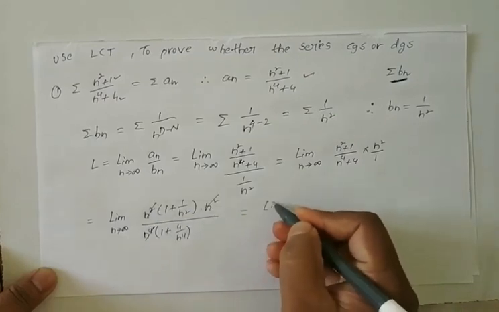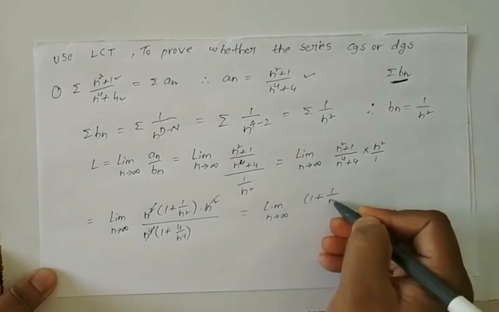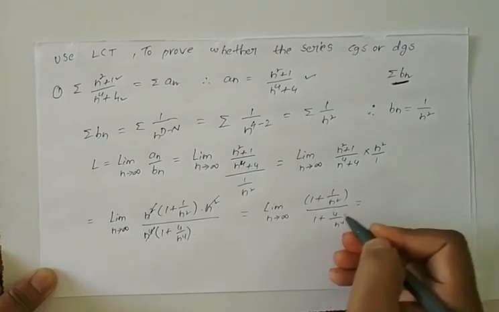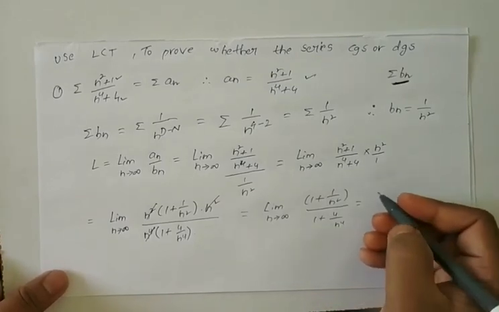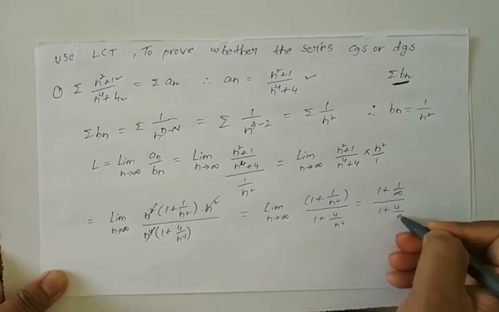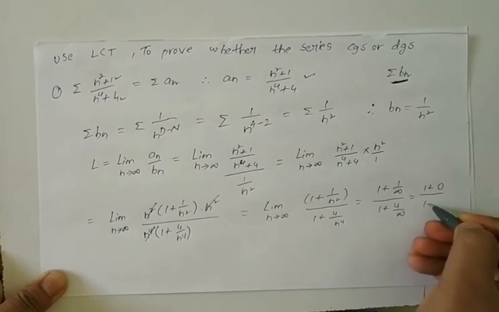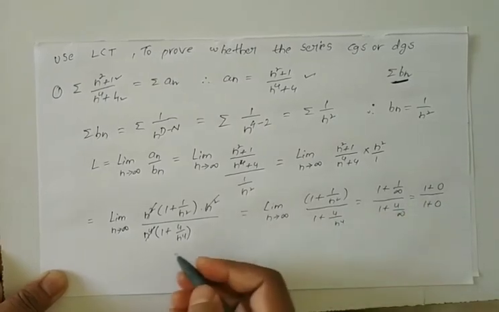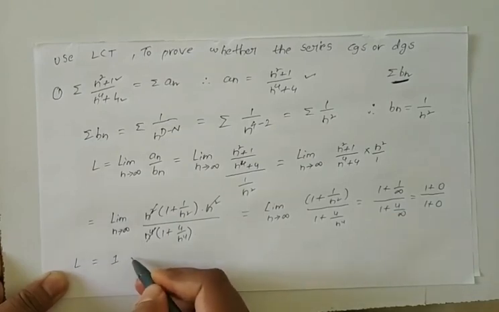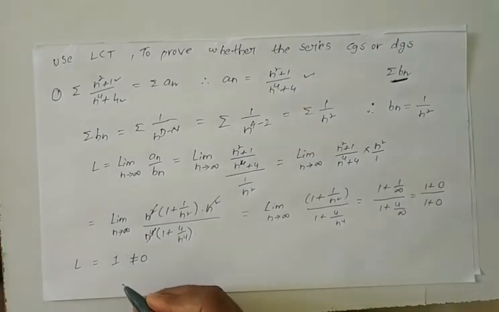So we get limit n tends to infinity of 1 plus 1 by n square by 1 plus 4 by n power 4. Next we apply the limit n tends to infinity, so we get 1 plus 1 by infinity by 1 plus 4 by infinity. 1 by infinity is nothing but 0, and 4 by infinity is nothing but 0. So it is equal to 1. Therefore L is equal to 1, which is not equal to 0 and finite.